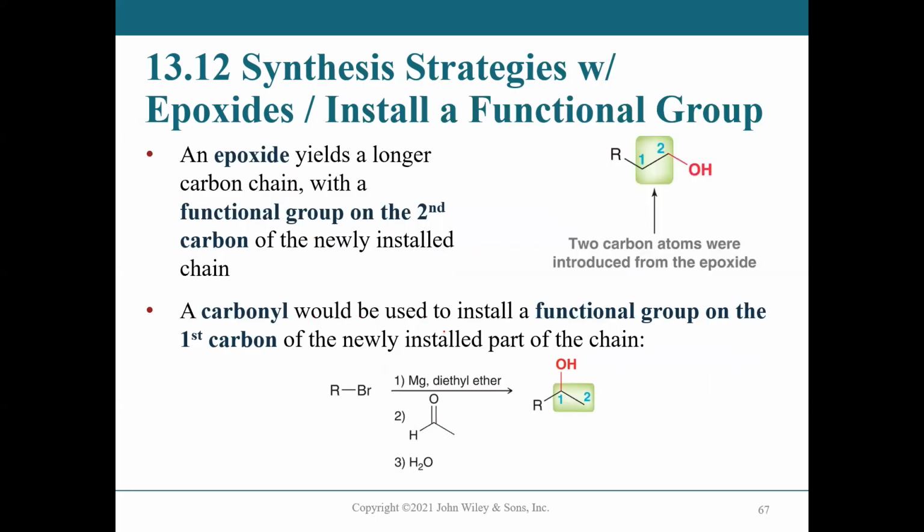So an epoxide yields a longer carbon chain with a functional group on the second carbon of the newly installed chain. A carbonyl would be used to install a functional group on the first carbon of the newly installed part of the chain. So they're showing you a couple different ways to do this. So the two carbons were introduced from the epoxide, because you can think about the epoxide. Let me draw this right here. So you can add these two carbons.